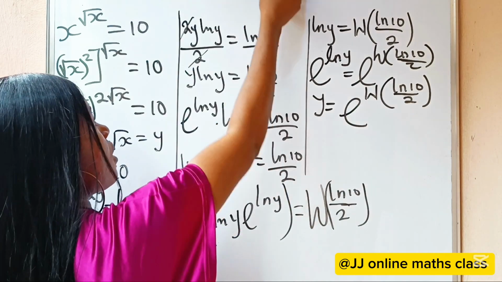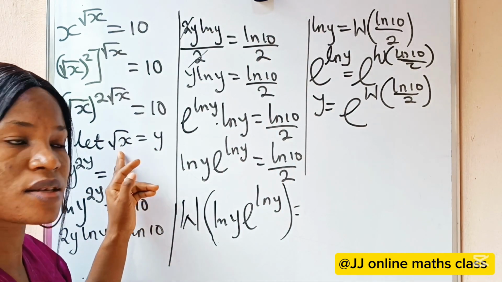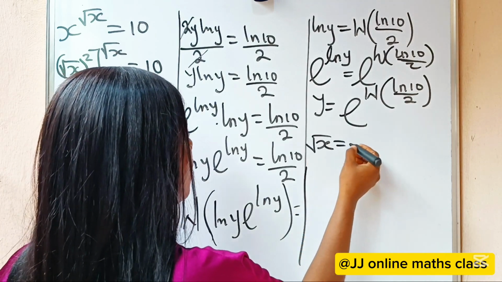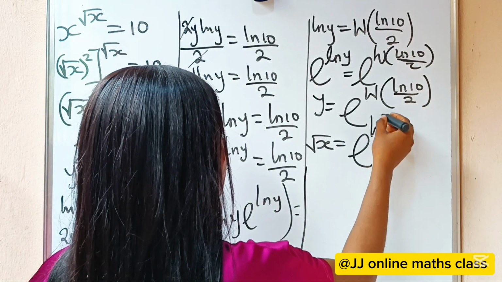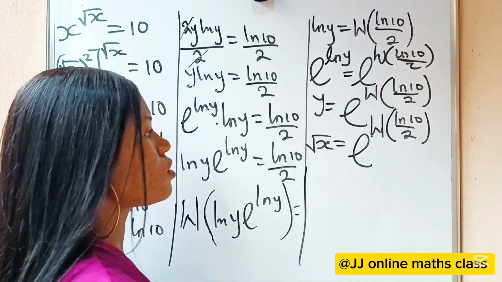Now let's go back. Recall what our y is. Recall that our y is the square root of x. So we now introduce it. So the square root of x, which is y, is equal to e to the power of the Lambert W function of ln 10 divided by 2.